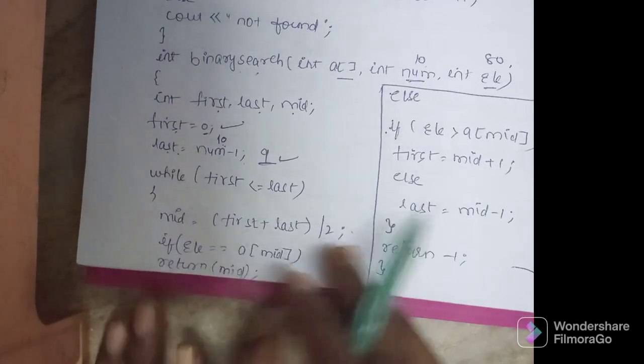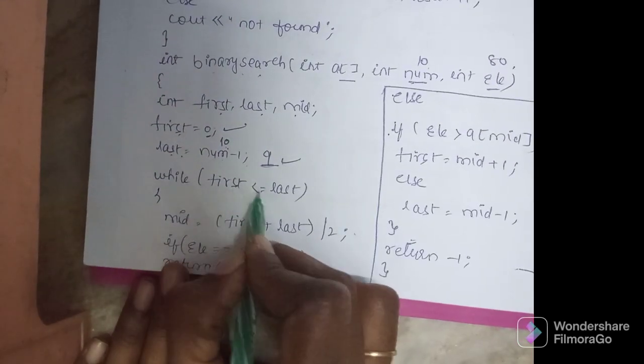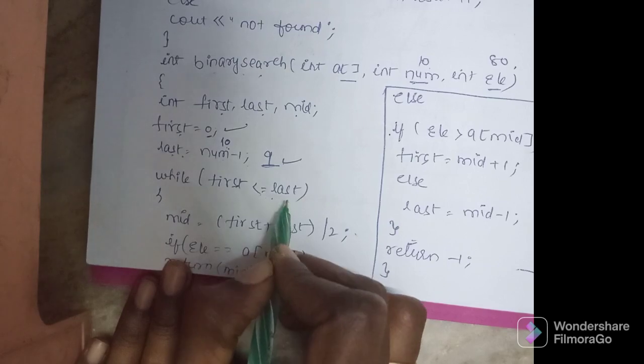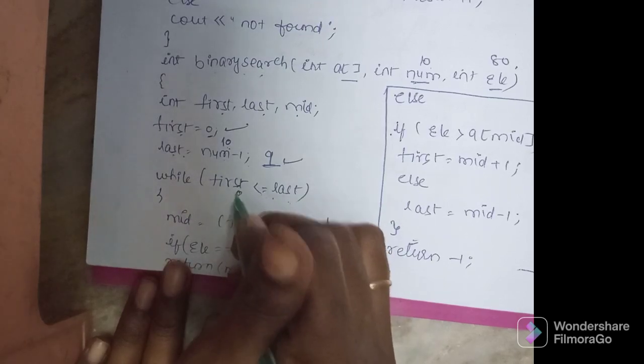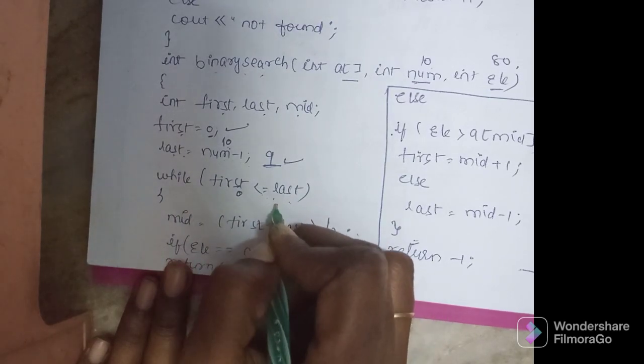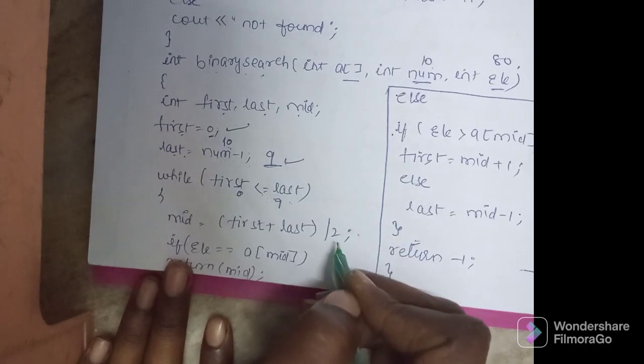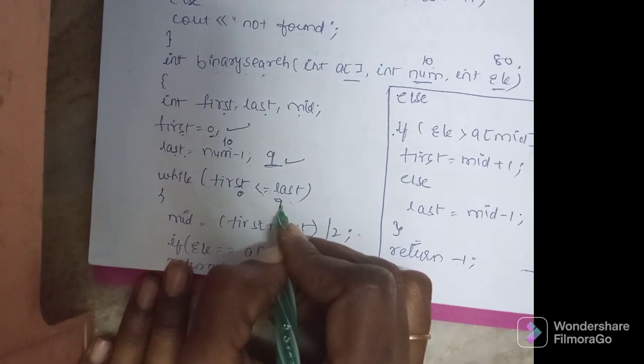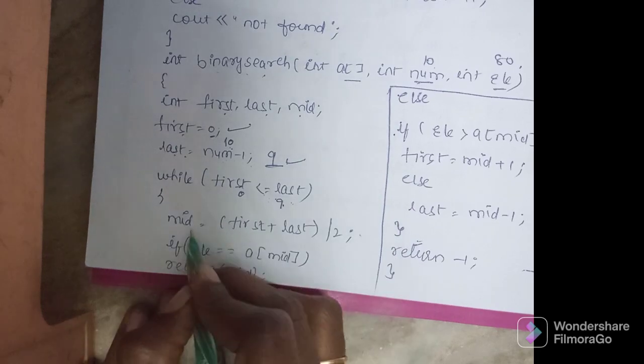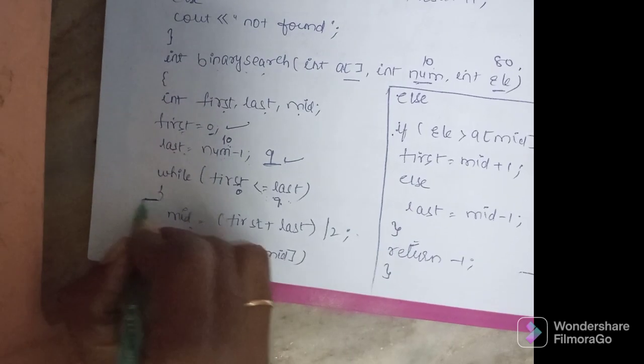Here next we are checking whether first is less than or equal to last. What is the first value? The first value is 0 and the last value is 9. Is 0 less than 9? Yes, the condition is true. If the condition is true, then we enter into the loop, right? So we started a loop here.